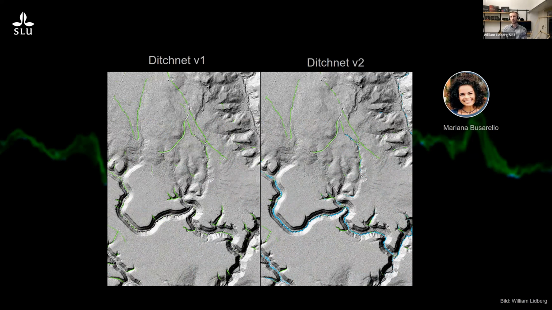Because if we can, we will have a database of all channels and streams across all of Sweden, and we can start to replace these channels and streams that we have on current maps with these new ditches or these new streams. And we can start to give each and every one of them a plan on how to manage them. And we can also follow the water and do flood modeling, etc. So I think that's really cool.